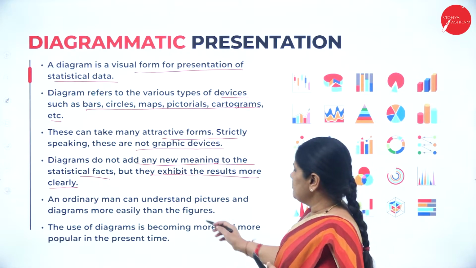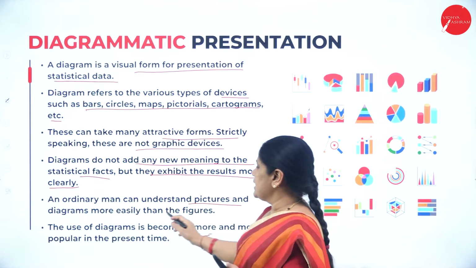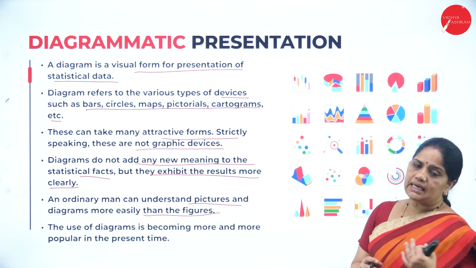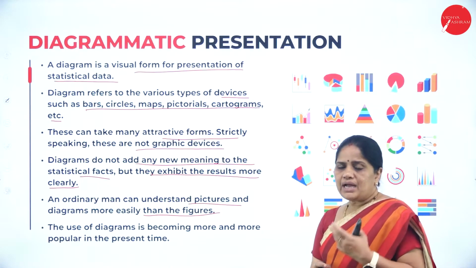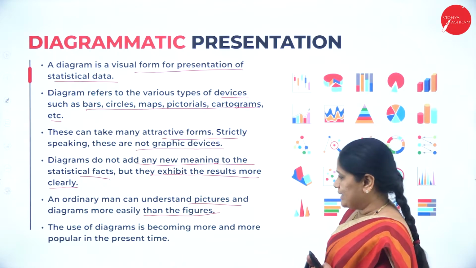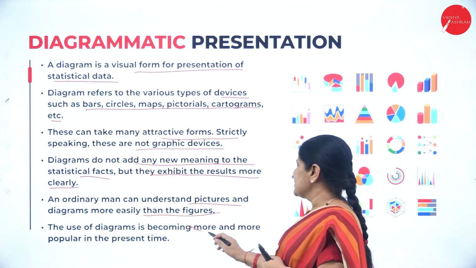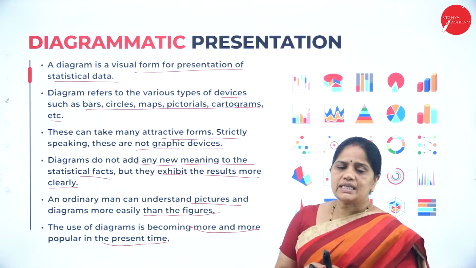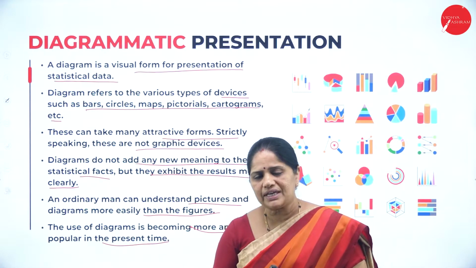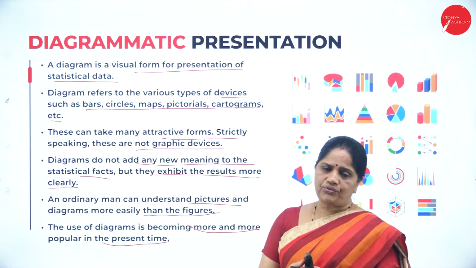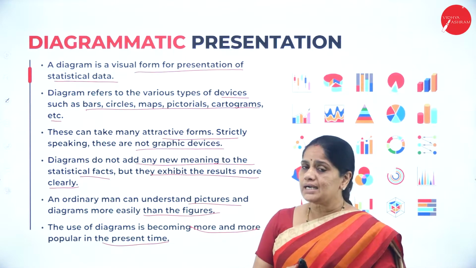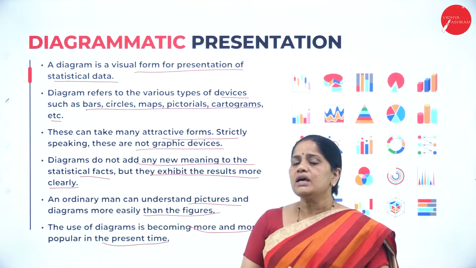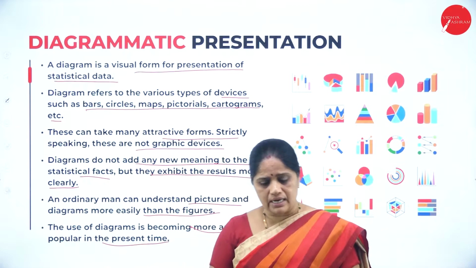An ordinary man can understand pictures and diagrams more easily than figures. So when you are presenting in the form of a diagram, it can be understood by the common man. The use of diagrams is becoming more and more popular in the present time. Whatever data we have collected, when that is presented in a diagrammatic form, it becomes more understandable and more clear to the common man. As a result, diagrams are more in use nowadays.